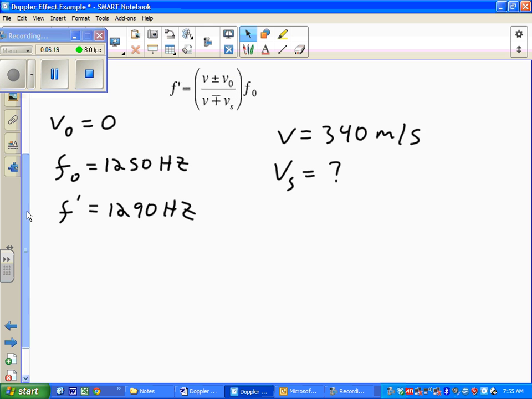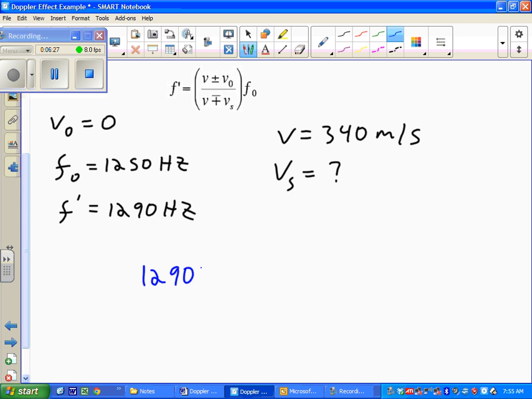So let's take a look. So we have f prime. Let's change colors here. F prime equals v. We have a v naught of 0, and our stationary observer, our bird watcher, is stationary. He's not moving towards or away. So this could be a positive or a negative. It really doesn't matter because it's just 0 anyway. Down here we have 340 for our v. The velocity of our source is our question mark. I'm going to leave this at vs.